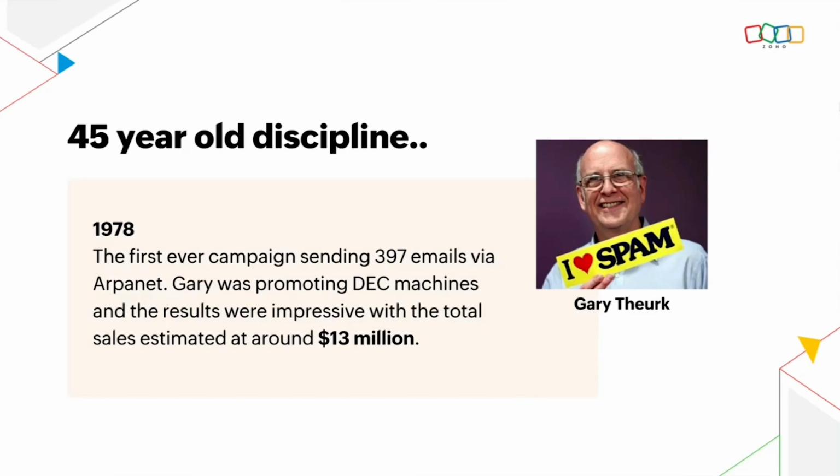It's a 45-year-old practice that has been around since 1978, when Gary Turk sent out the first email marketing blast to 397 recipients. He did two things. Number one, he created the first email marketing blast, or sending out many email campaigns together at one time. He not only did that, but in doing so, he also triggered the ISPs to mark his email as spam. So as you can understand, every email marketing aspect will have two sides. It's a two-sided coin. There's a good side and a bad side.